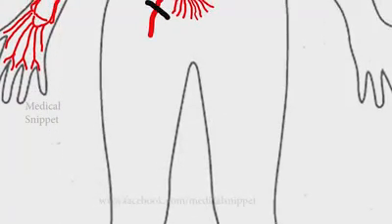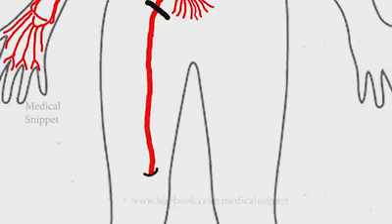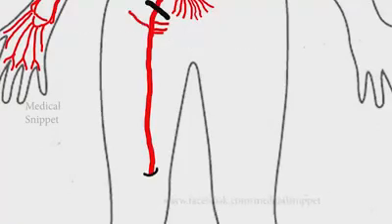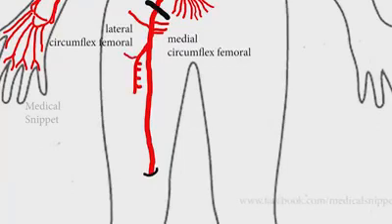The common femoral artery is a continuation of the external iliac artery. It gives rise to the superficial epigastric artery, superficial and deep external pudendal arteries, and superficial circumflex iliac artery. The common femoral artery continues as the superficial femoral artery after it gives off the profunda femoris artery. Profunda femoris gives perforating branches and the lateral and medial circumflex femoral arteries.